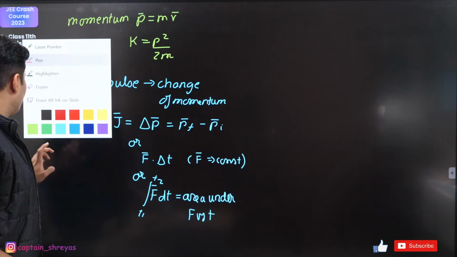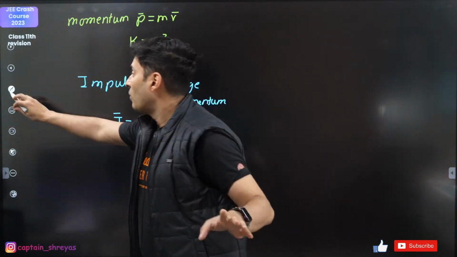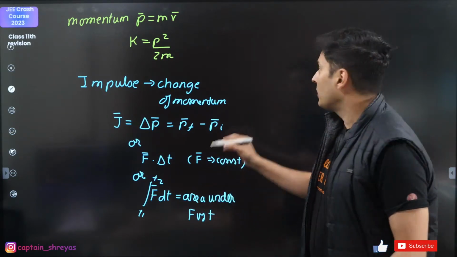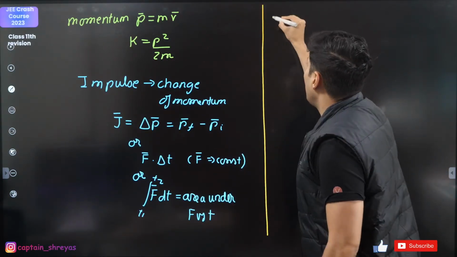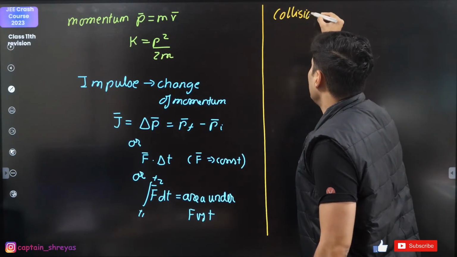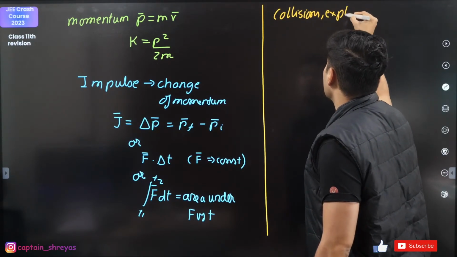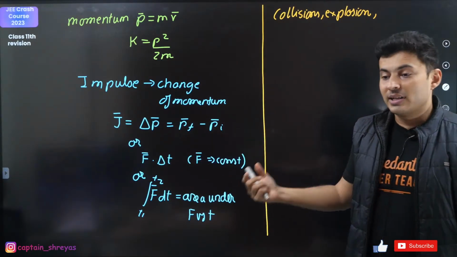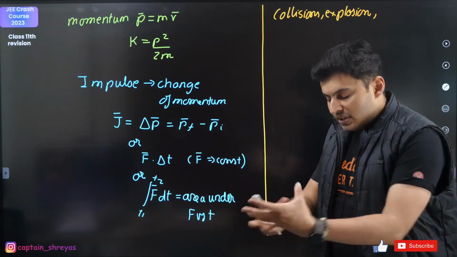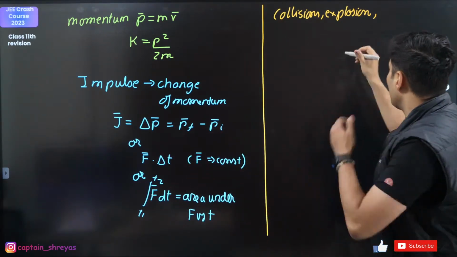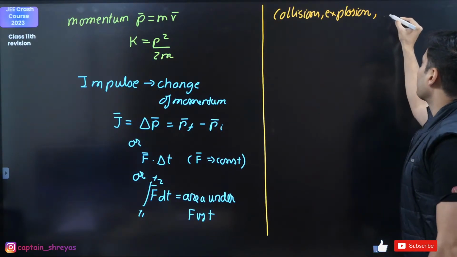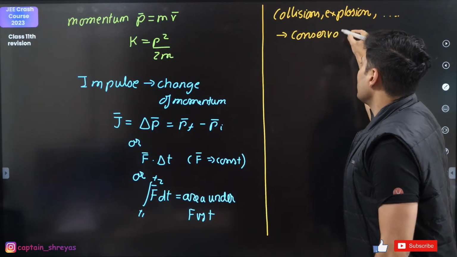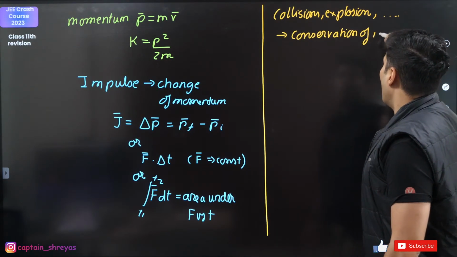Now, apart from this, you will see many questions which involve conservation of momentum, or collisions or explosions happening. So what do you do when there are collisions, explosions, or a person jumps from something, or a person jumps onto something that is moving? Basically, conserve momentum. These are problems which involve conservation of momentum.